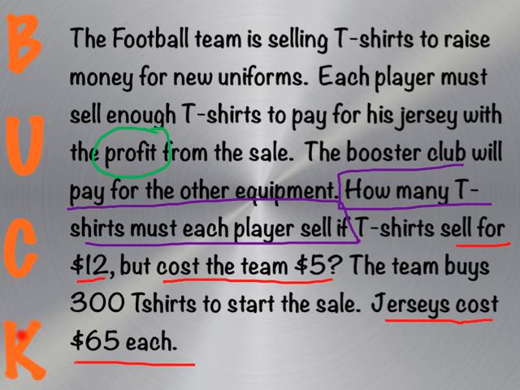And K, the last part of our BUCK strategy, stands for knock out the information that's not needed. We're just going to go through this problem and cross out everything that's not needed to solve it. That way we can focus on only the other parts. We don't really care that the football team's selling shirts. We know that each player must sell enough shirts to pay for his jersey with the profit from the sale. We don't care that the booster club pays for other equipment. We don't care that the team buys 300 shirts to start the sale.